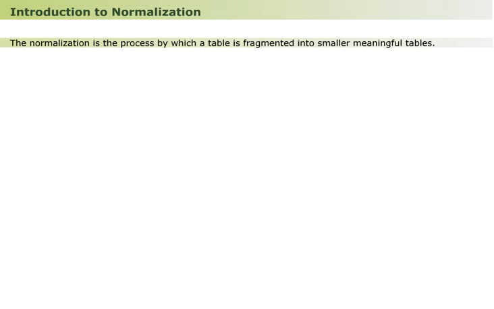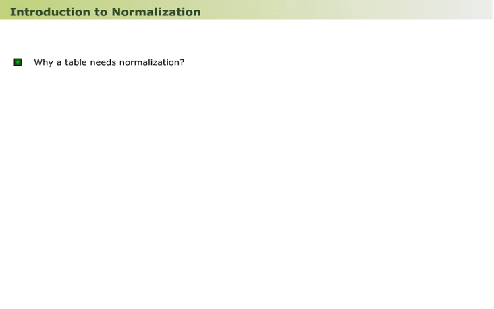Dear learners, here an important question arises. Why does a table need normalization? The splitting of a table is evaluated in terms of three anomalies. These are insert, update, and delete. Let us now discuss each in more detail.